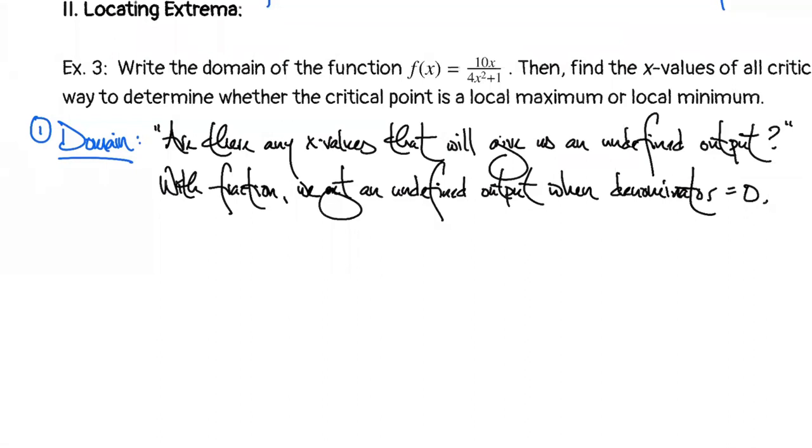All right, so let's grab that denominator and set it equal to 0, and let's see what x values make that an undefined output. So I'm going to subtract 1 from both sides, and then I'm going to divide by 4. So I'm going to get x squared equals negative 1/4. What values does x have?